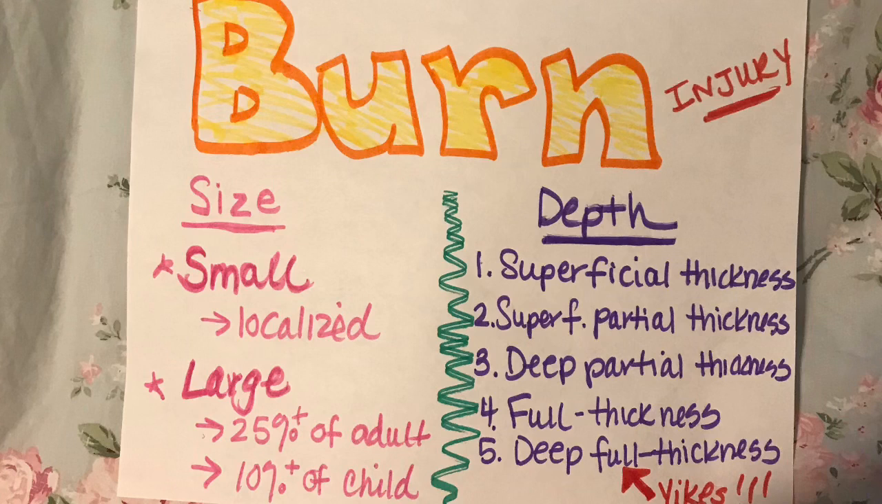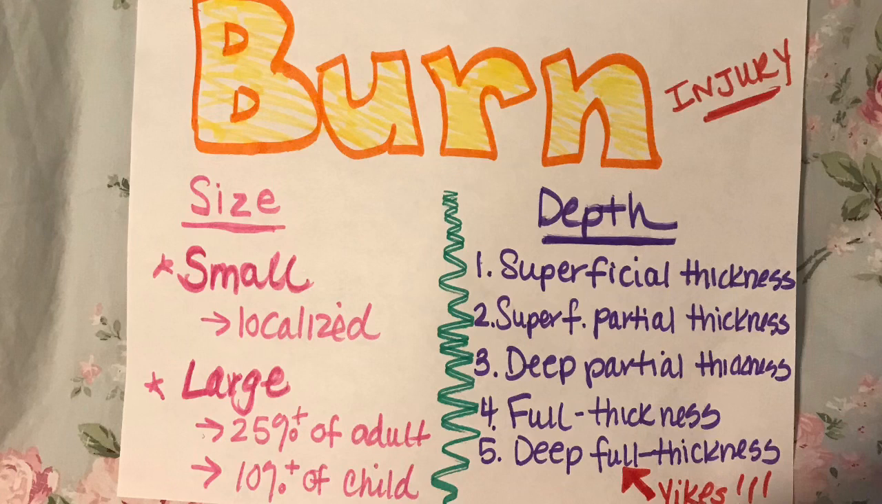So let's start with how we're going to classify our burn. Well, as we know, burns are like cell destruction, so destruction of the layers of the skin caused by heat, friction, electricity, radiation, or chemicals. And burns are either going to be small or they're going to be large. If they're small, the burn is more of a localized burn. It's just specific to one area.